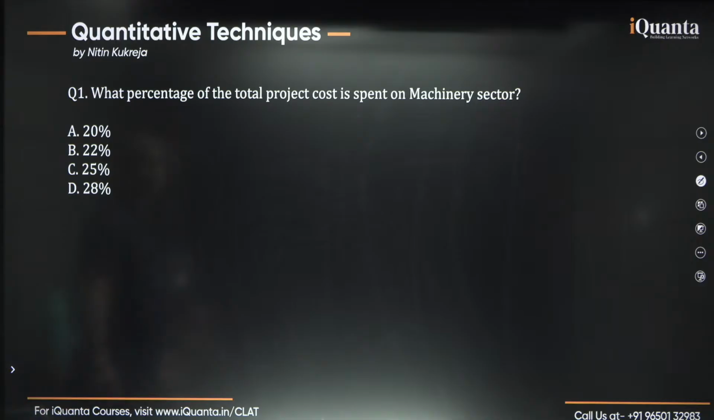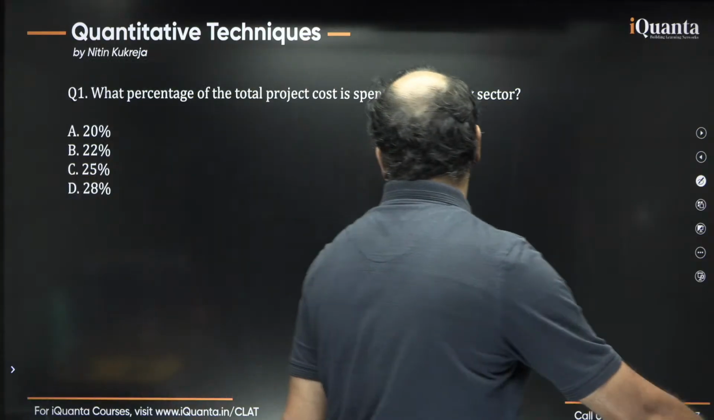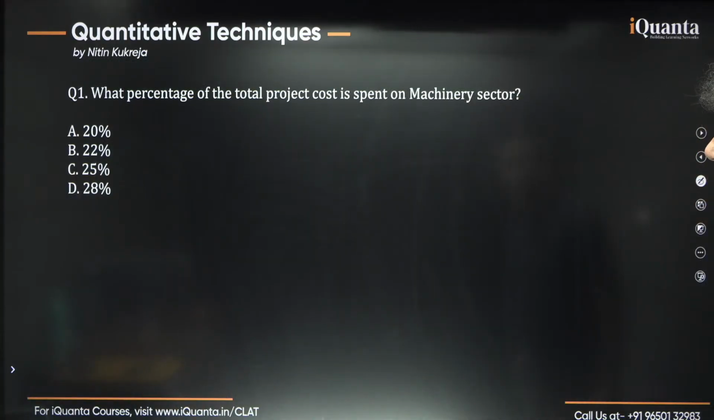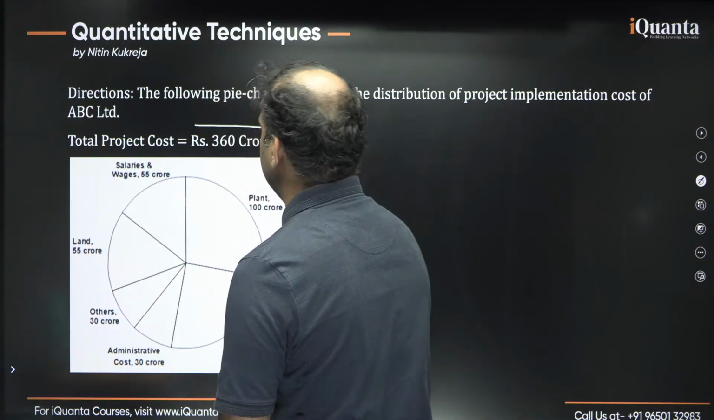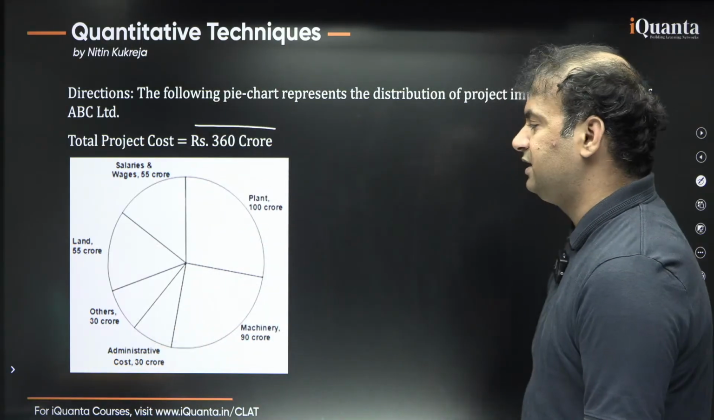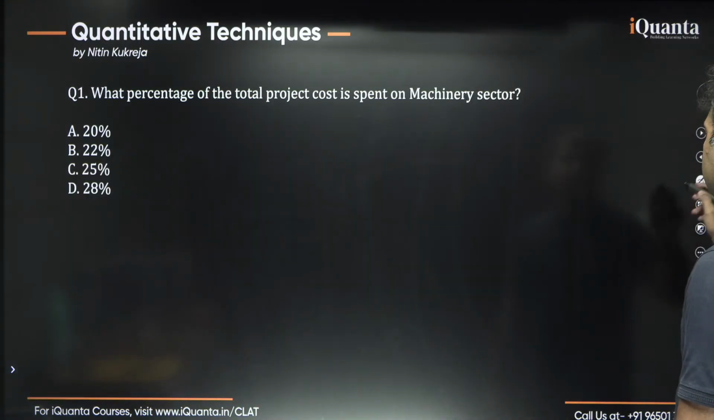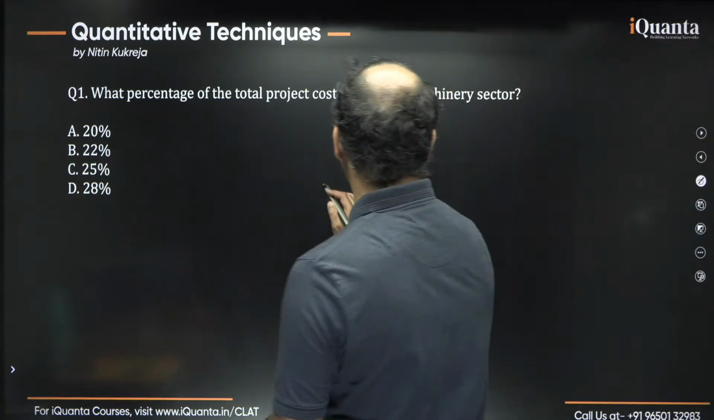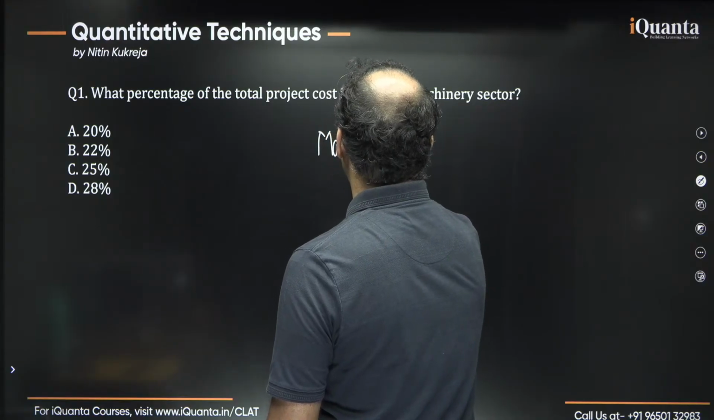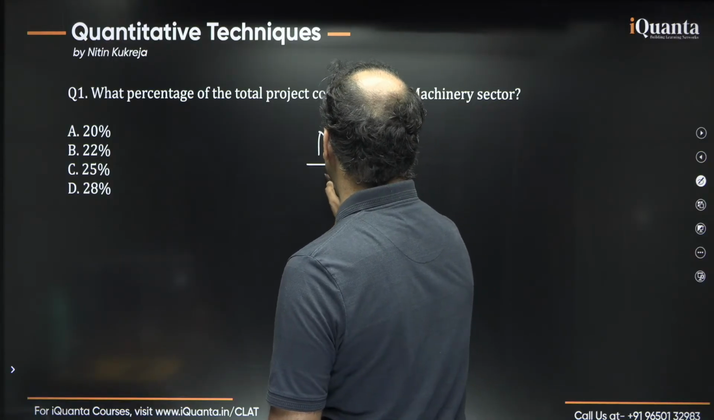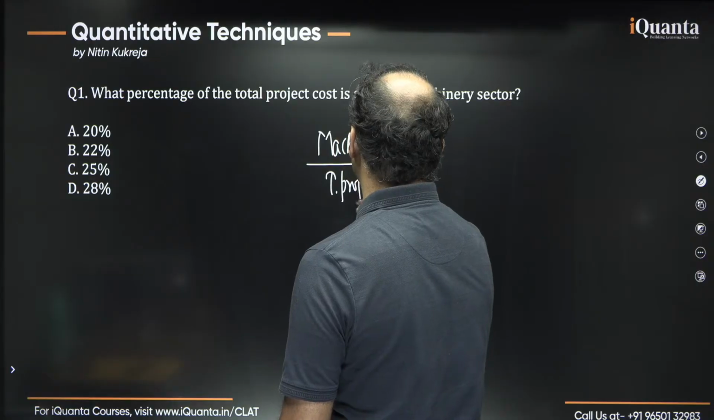Moving to question number 1. It says: what percentage of the total project cost is spent on the machinery sector? Where is the machinery sector? It is this 90 crores, and the total project cost is 360 crores. Such a simple question, guys. We have to find what percentage of the total project cost the machinery sector cost is.